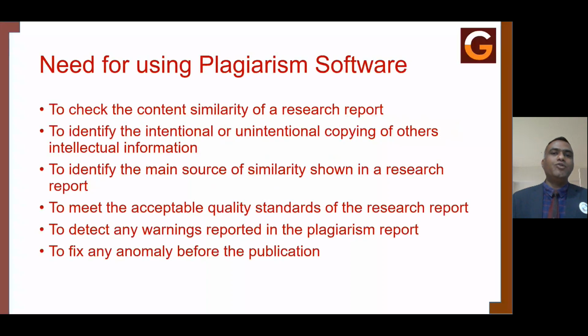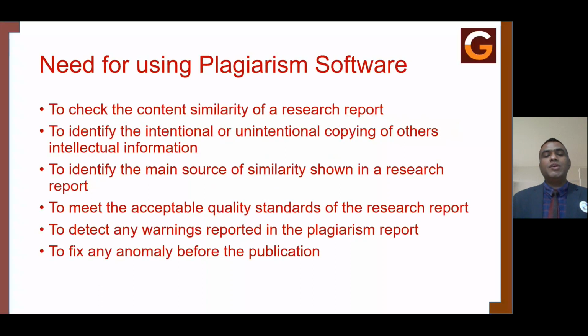The fifth most important reason why we need to use plagiarism software is to detect any kind of warnings reported in the plagiarism report before we even communicate with the journal. The moment we communicate with the journal, they will check our report first for the similarity percentage. If our similarity percentage is very high, the journals are going to reject your paper straight away, which will not create any kind of positive impression about you as a researcher.